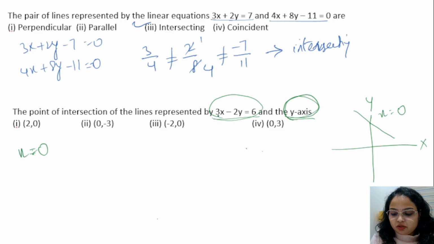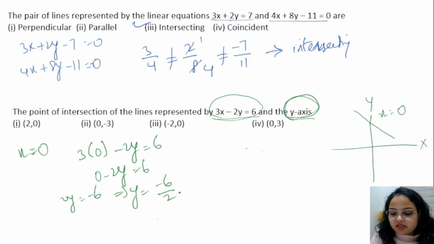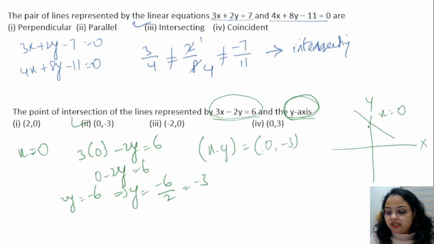So we will substitute x is equal to 0 in this given line. It is 3 into 0 minus 2y is equal to 6. So 0 minus 2y is equal to 6. 2y is equal to minus 6, y is equal to minus 6 by 2, it is minus 3. So what is the point here? What is x comma y here? It is 0 comma minus 3. Second option. At 0 comma minus 3, the line meets the y-axis. See, the point is 0 comma minus 3. So it is the negative y-axis. So the line meets on the negative y-axis, at 0 comma minus 3.